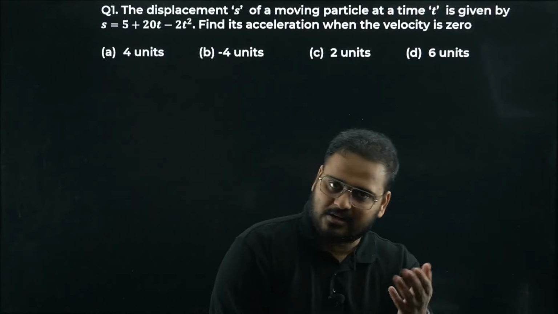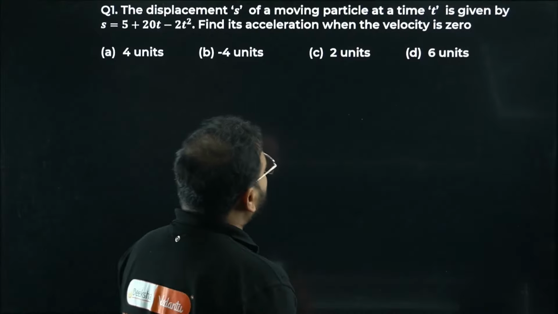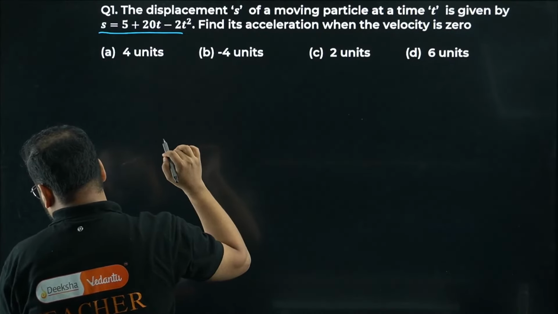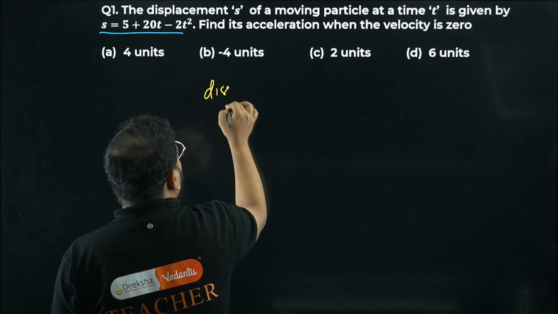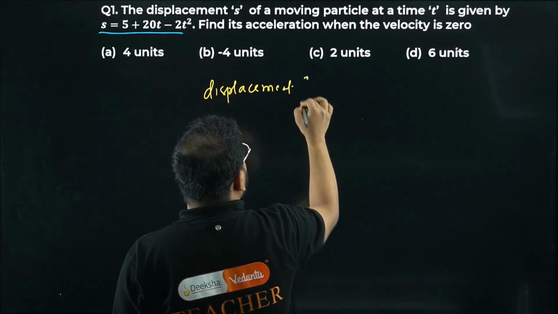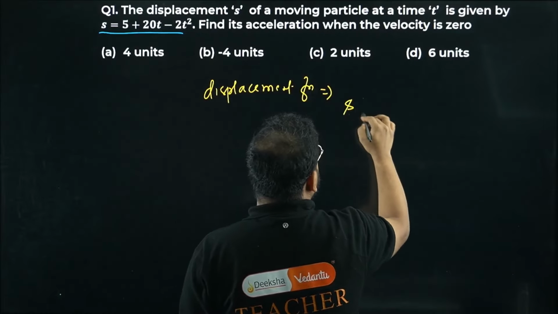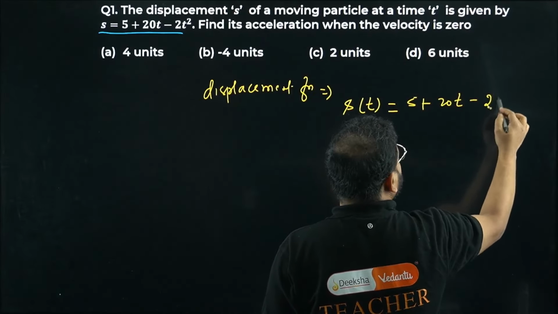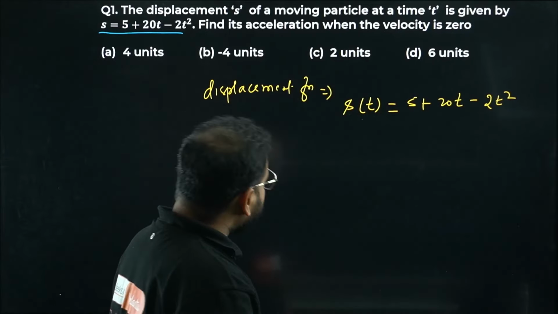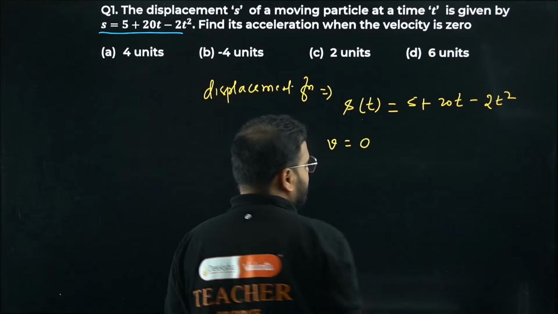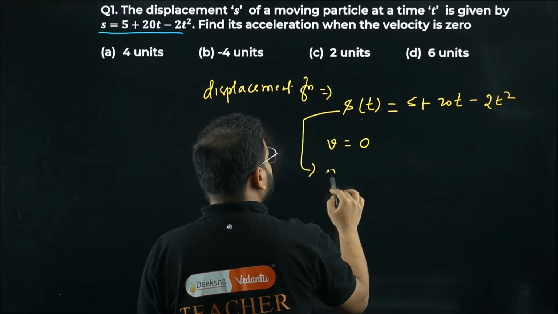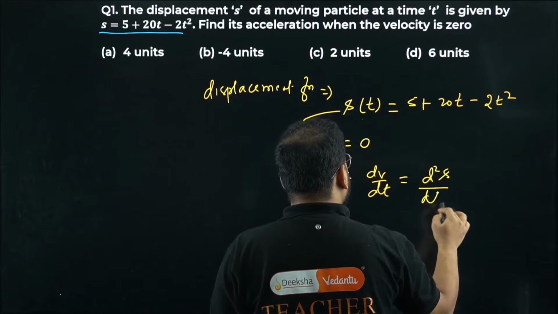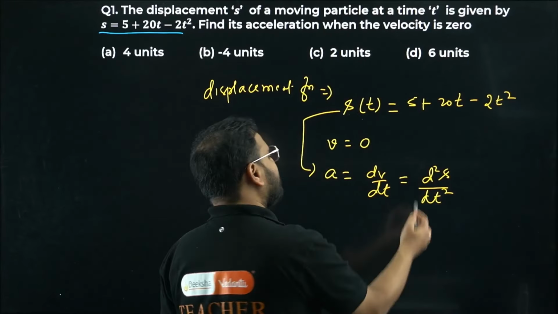Now question number 1 is based upon that. Let's quickly solve it. The displacement s of a moving particle at time t is given by s equals 5 plus 20t minus 2t square. They are asking: find the acceleration when velocity is 0. How to find the acceleration? You take a equals dv by dt or simply d square s by dt square. We have learned second order derivatives as well, so why not find this directly? Yes, we can do that.